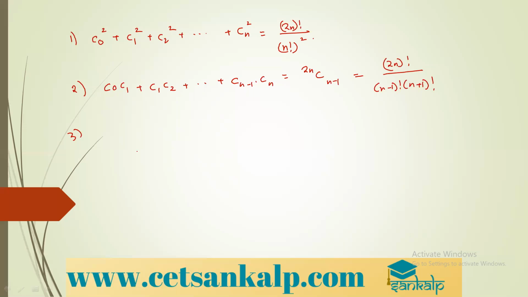Similarly, the third formula is C0 into Cr plus C1 into C(r plus 1), and so on, up to C(n minus r) into Cn. It will be equal to 2nC(n minus r). That means it will be equal to (2n) factorial by (n minus r) factorial into (n plus r) factorial.